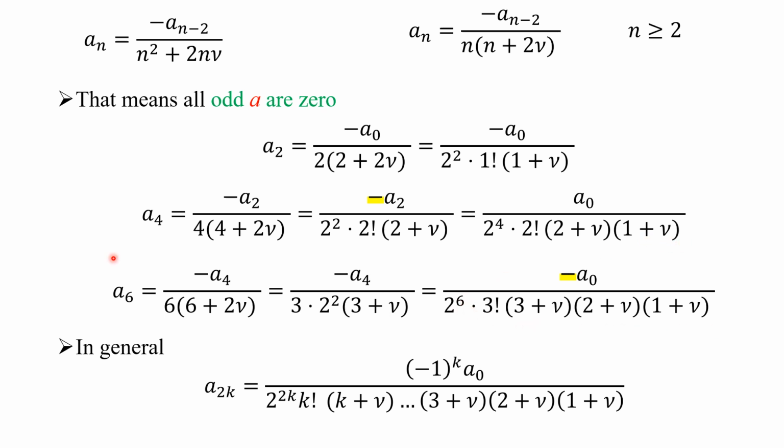So this will come like this. From this, you can easily guess what is A2K. Why am I replacing it with 2K? Because you will have only even numbers here. You can take K equal to 1, 2, 3. Naturally, 2K is an even number.